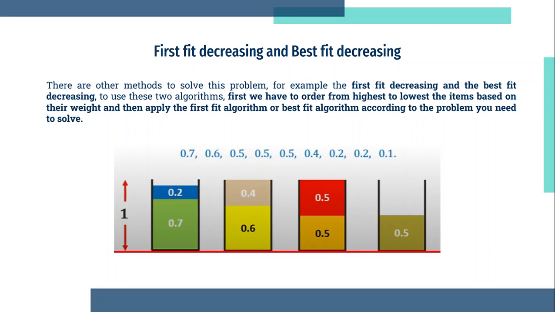Next, we can check other methods to solve this problem, but those were the most important ones. For example, we can use the first fit decreasing algorithm or the best fit decreasing algorithm. In these methods, the first thing we have to do is sort the list of items that were assigned to us, and then it will be up to you to apply the first fit or the best fit algorithm. And that's it.